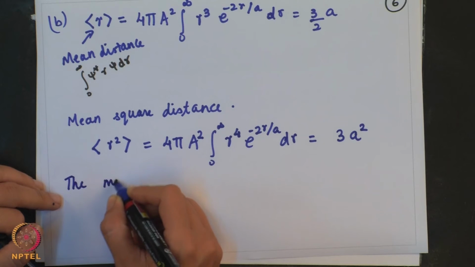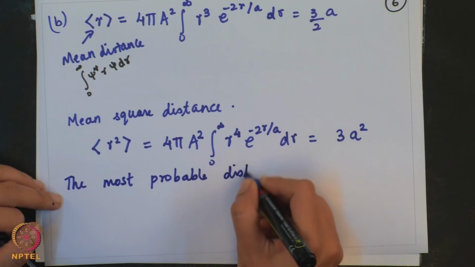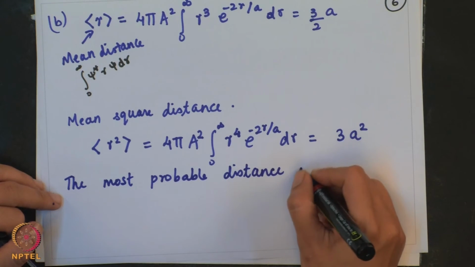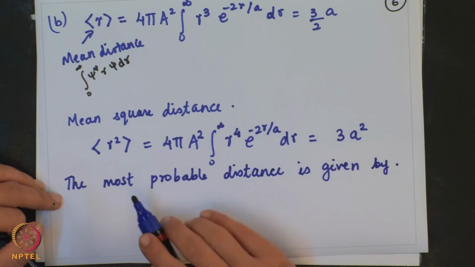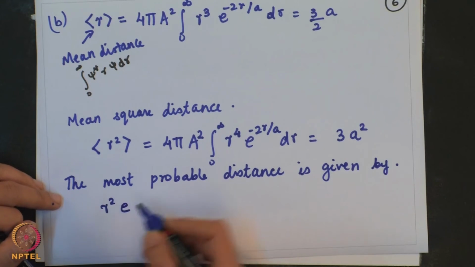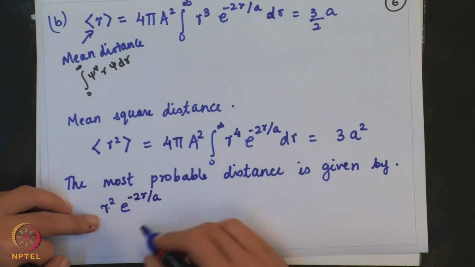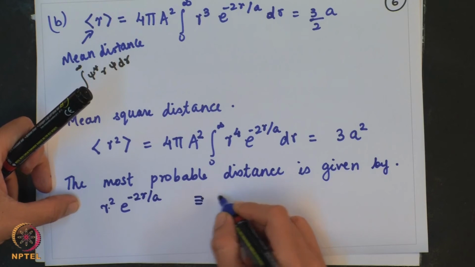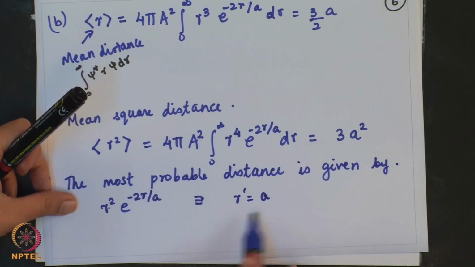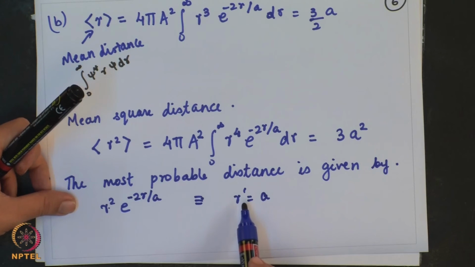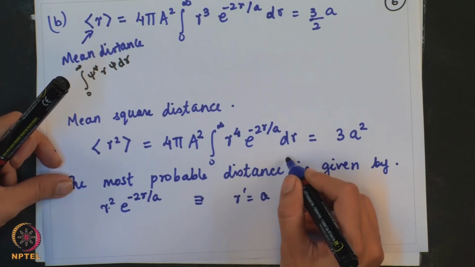And you can similarly calculate the most probable distance. What we have to do is we have to maximize this quantity, that is psi star r square psi. So, you have r square e raised to minus 2r upon a. When you maximize this, this will lead to r equal to some a, and then you can obtain for that particular value of r, we will have the most probable distance. Let us call it some r prime.